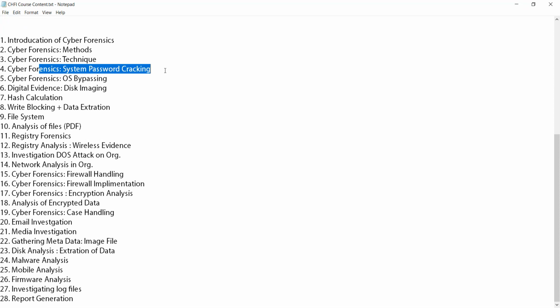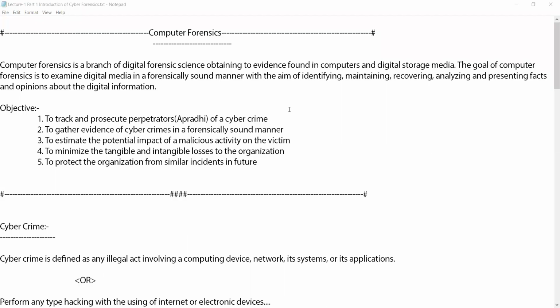So let's start our first module, that is the introduction of cyber forensics. Today we are going to discuss a few things related to cyber forensics as well as computer forensics. So let's start our first module, which is based on computer forensics. I already told you what we cover in this particular module, so without wasting time, let's start.